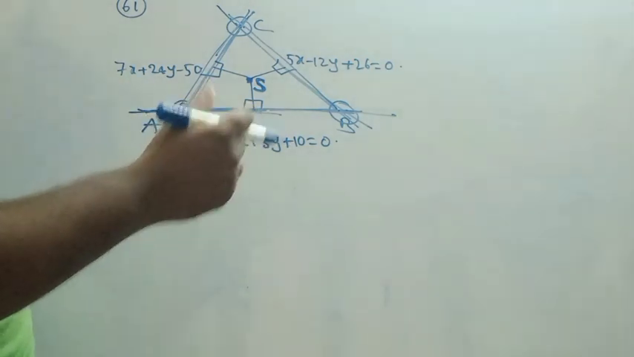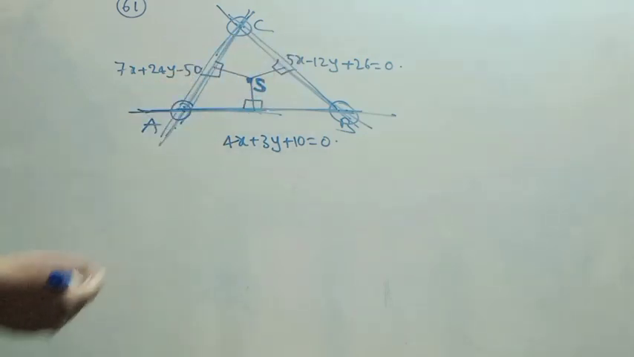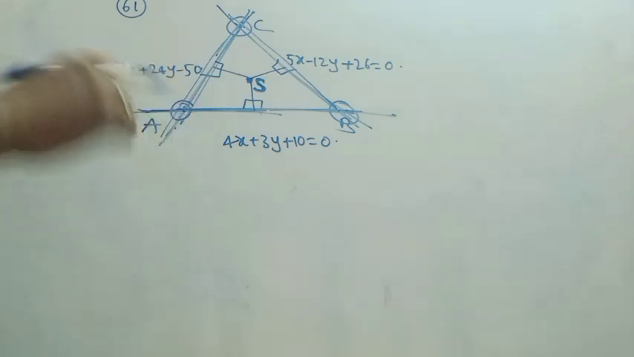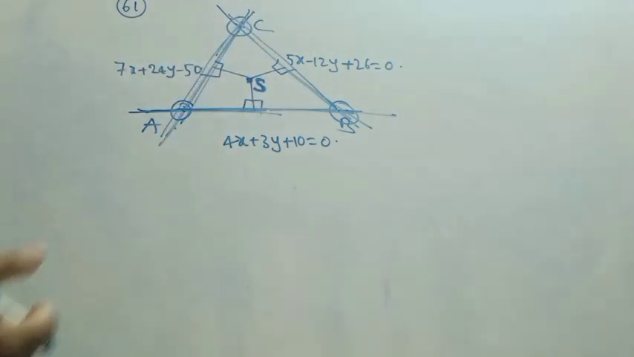Or otherwise, procedure-wise, you can find the equations of the perpendicular bisectors, and the point of intersection of the perpendicular bisectors is also the circumcenter. You can do either way, but if you do it from the options, you will get it very easily and quickly.